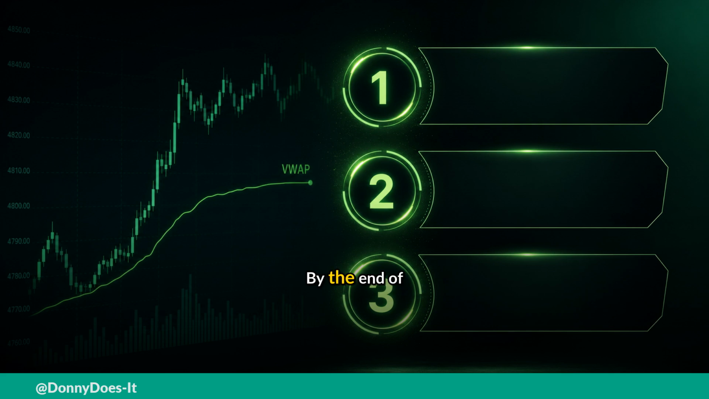By the end of this video, you will know exactly 3 things. 1. How banks and institutions use VWAP to identify stop-loss clusters. 2. The exact price zones they target every single morning. 3. How to flip the script and trade with smart money instead of against them.